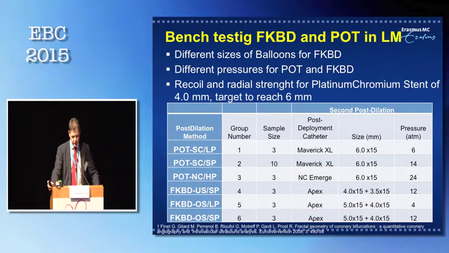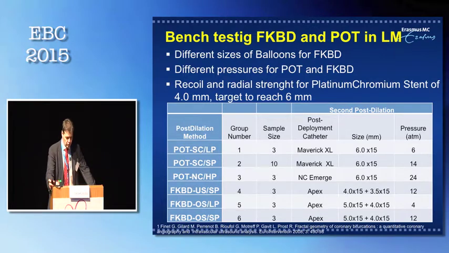So we did some additional bench testing in this post-dilatation setting, either for the POT or for the final kissing balloon dilatation. But this time, compared to the other studies, we wanted to use different sizes of balloons for the final kissing balloon and different pressures for the POT and the final kissing balloon. And then also measure the recoil and the radial strength of this newest generation thin strut stent. Our target was to reach 6 millimeters in diameter.